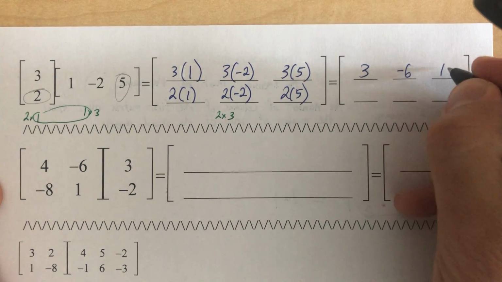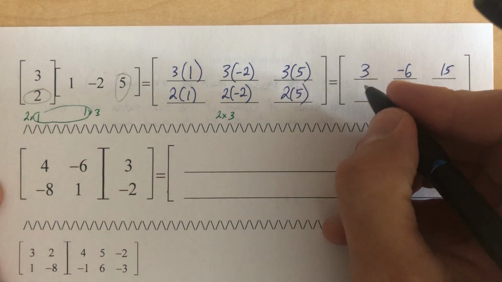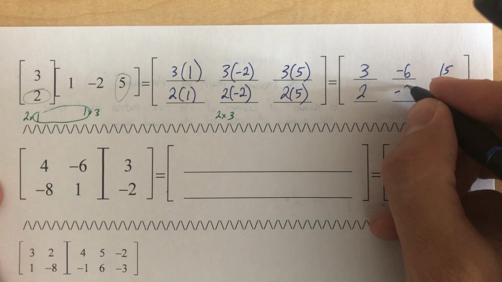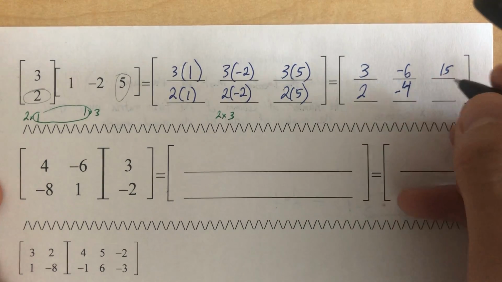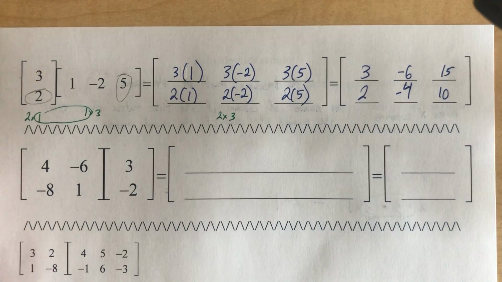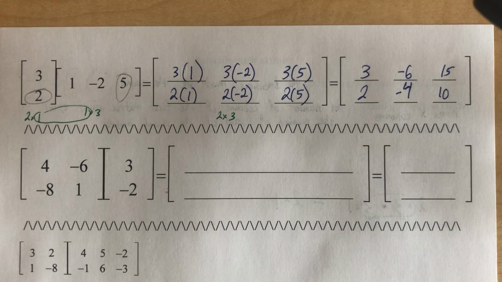3 times 5, 15. 2 times 1, 2 times negative 2. Whoa, almost wrote the wrong thing, negative 4. 2 times 5, there we go. We have multiplied matrices together.